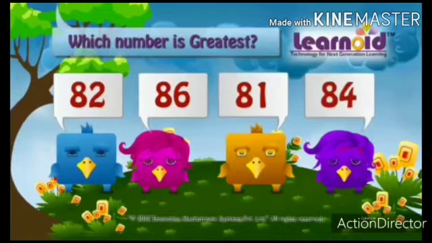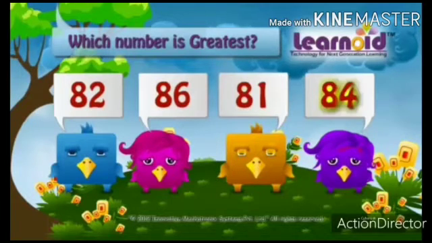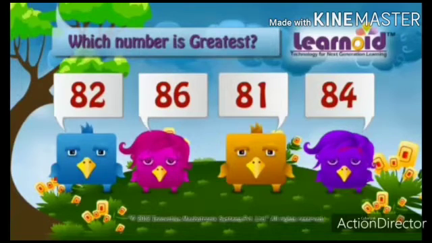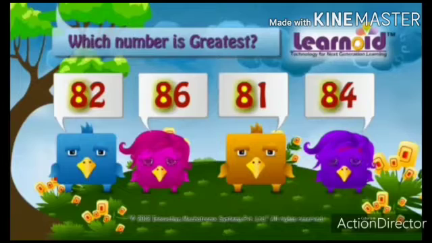Which number is greatest? 82, 86, 81, 84. First see the first digit in all the four numbers. In 82, it is 8. In 86, it is 8. In 81, it is 8. In 84, it is 8. All four are same. Now see the second digit in all the numbers.